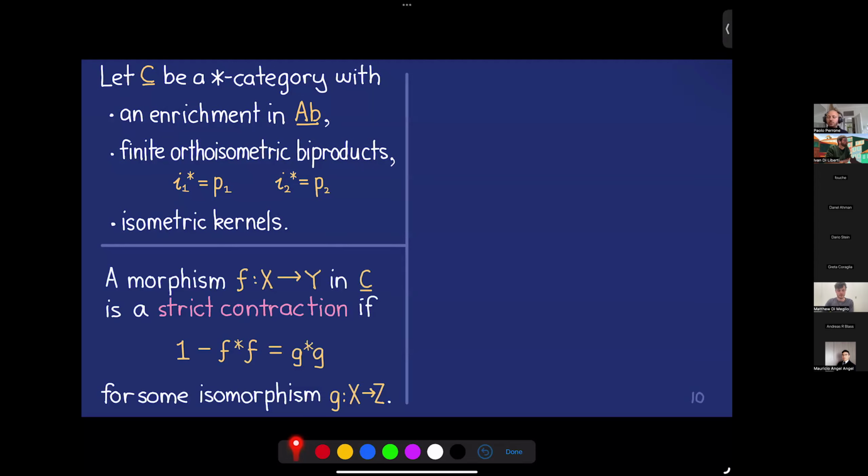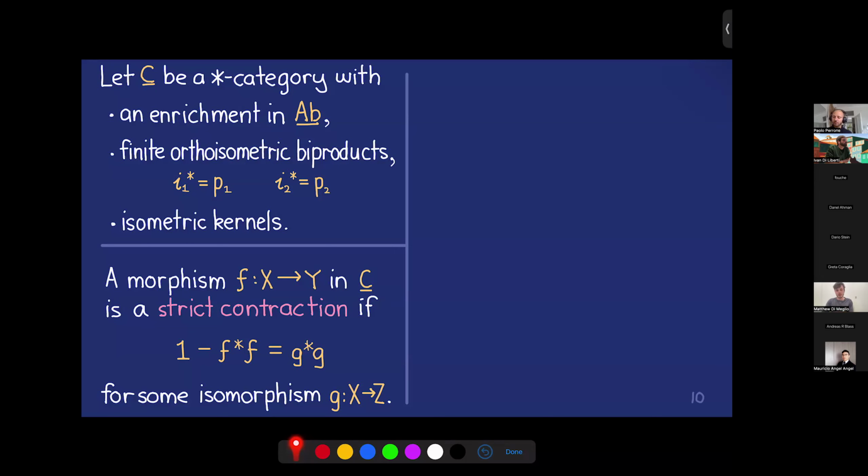Now, I've got to make this definition. A morphism F from X to Y is a strict contraction if 1 minus F adjoint F is equal to G adjoint G for some isomorphism G. I could have first defined the notion of contraction and then told you some things about contractions, like they form a star subcategory and all this other stuff. But in the end, this dilation theorem in this abstract setting, I only know how to prove for strict contractions. So we're just going to focus on the strict ones.